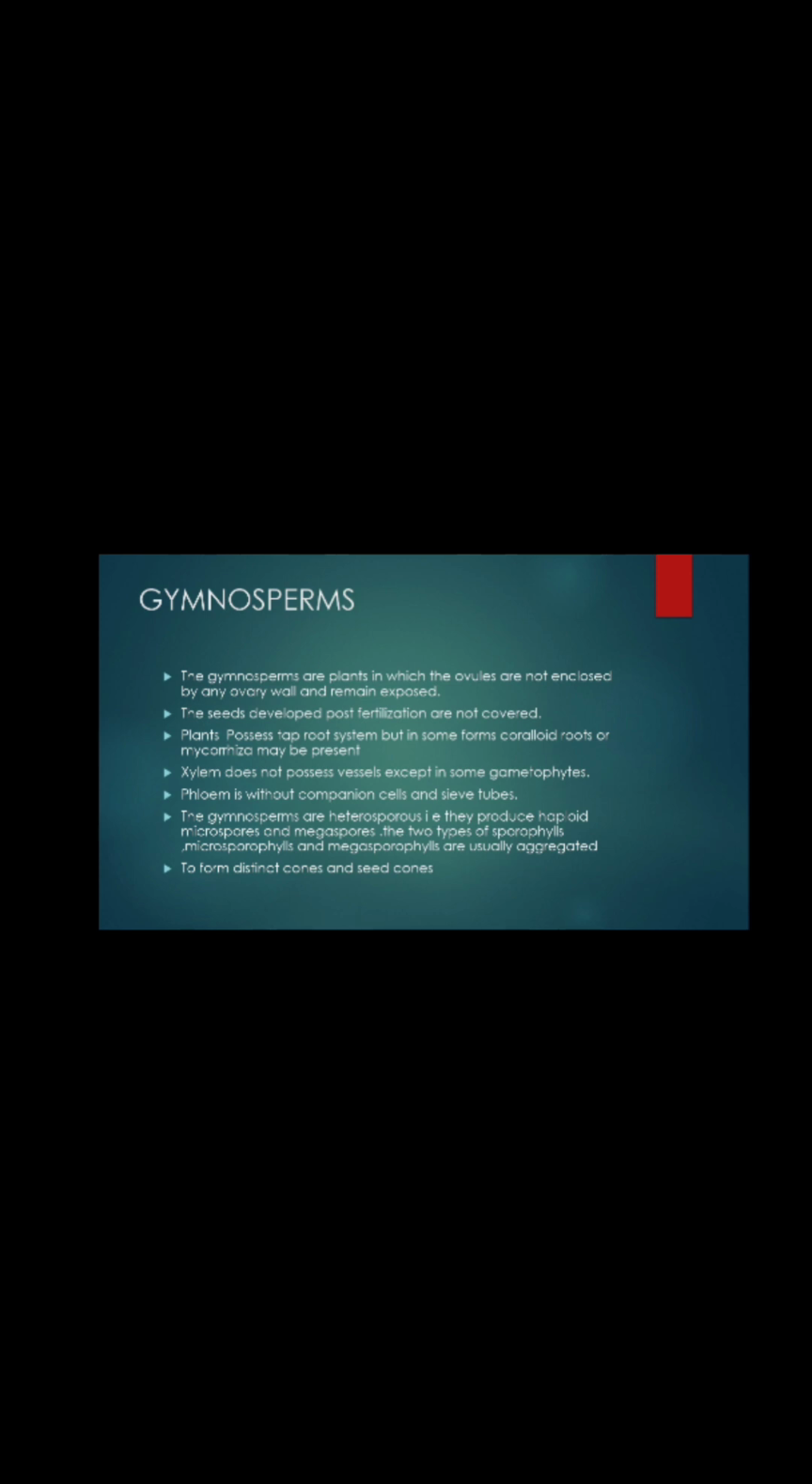Xylem does not possess vessels. Phloem is without companion cells. Gymnosperms are heterosporous, that is, they produce haploid microspores and megaspores. The two types of sporophylls are microsporophylls and megasporophylls, usually aggregated to form distinct male cones and seed cones.